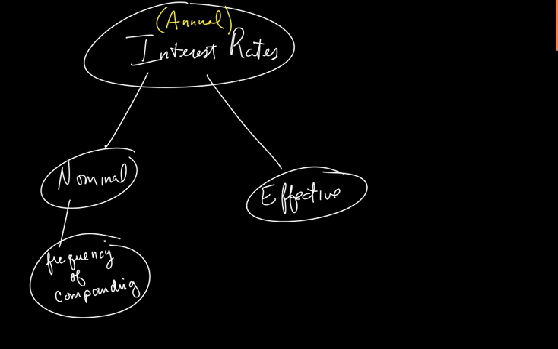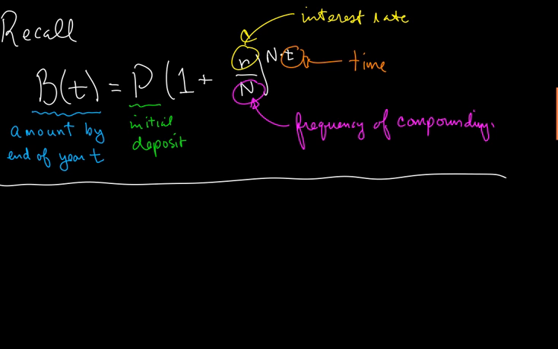So that's one thing. And the other thing is when you want to compute the effective interest rate, you have to know the nominal one first. All right? So the effective rate is actually derived from the nominal interest rate. And you'll see all that. But just look out for those two things. Okay, so let's go to an example.